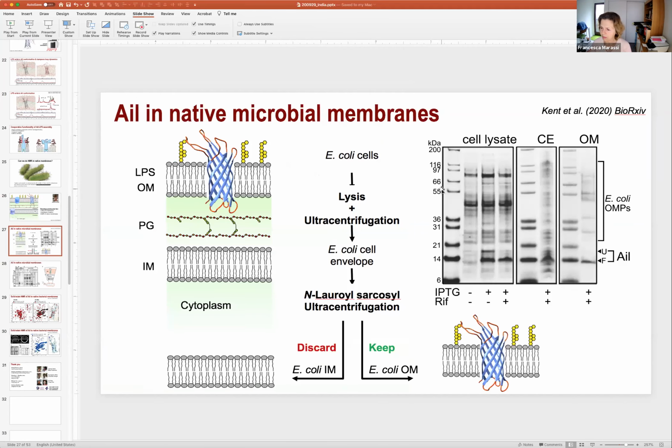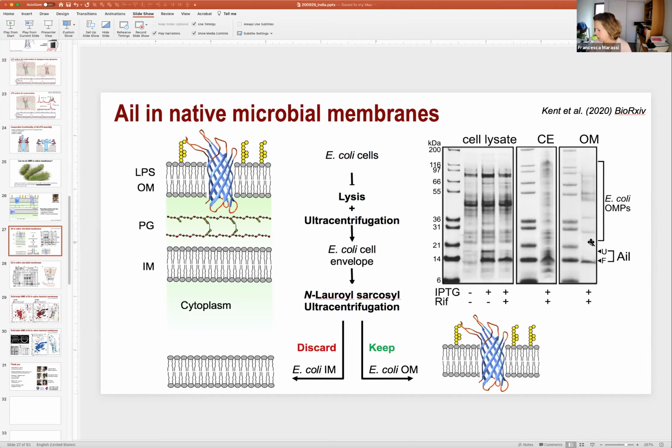So the protocol basically involves expressing the protein in E. coli cells and then lysing the cells to isolate the entire E. coli cell envelope. Okay, and so you can see that if you look at gels of the cell envelope, you end up with basically single band preparations of AIL.